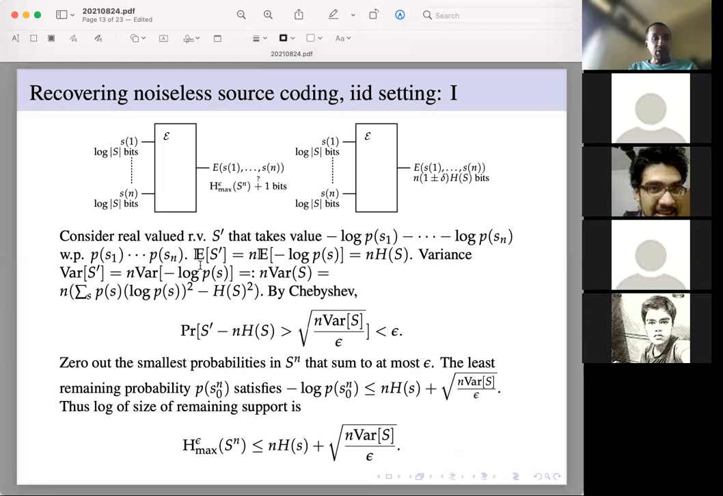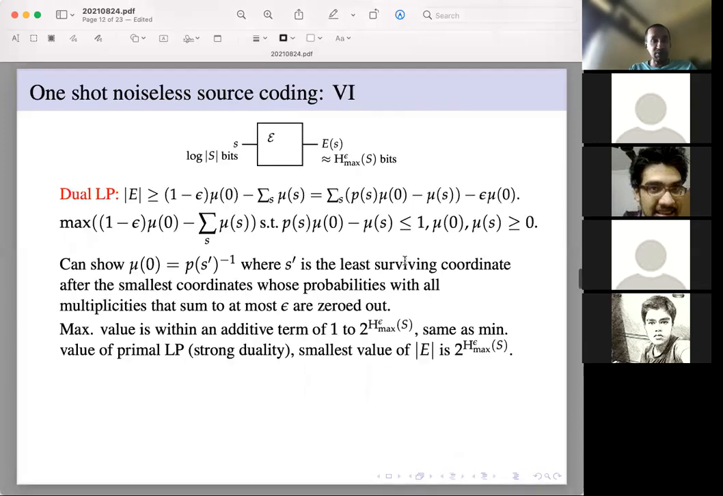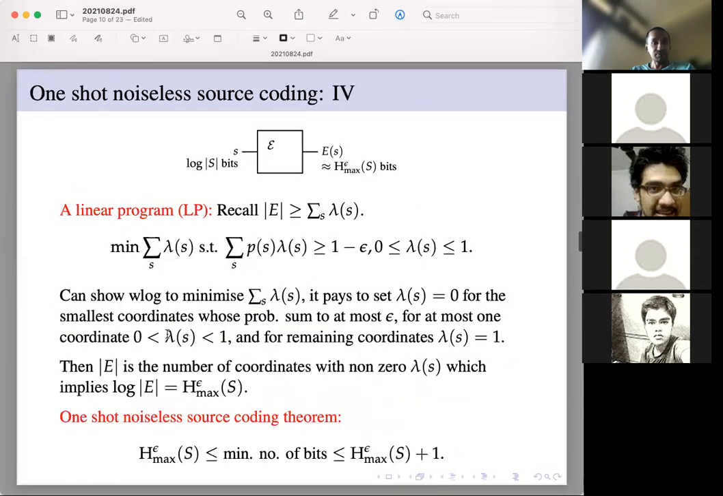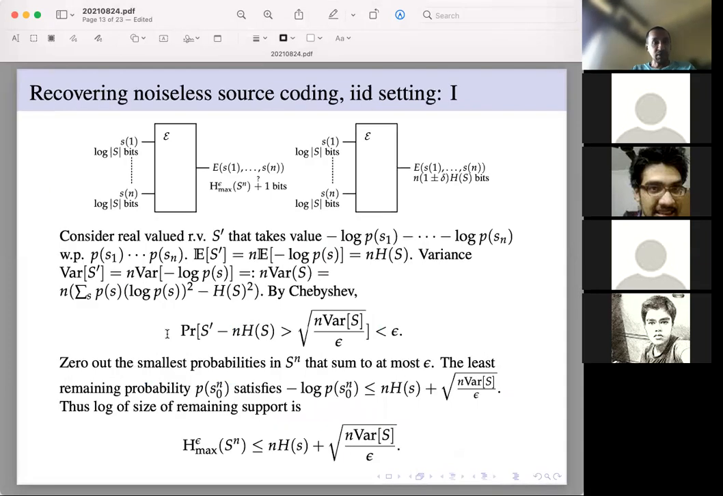So what is the expectation of the random variable S prime? By linearity of expectation, I just get n times the expectation of negative log P(S), and this is nothing but the Shannon entropy H(S). So remember, the random variable is negative log of P(S), and I'm taking its expectation over the distribution P(S), which is exactly this, and this is called the Shannon entropy. So the expectation is exactly n times H(S).